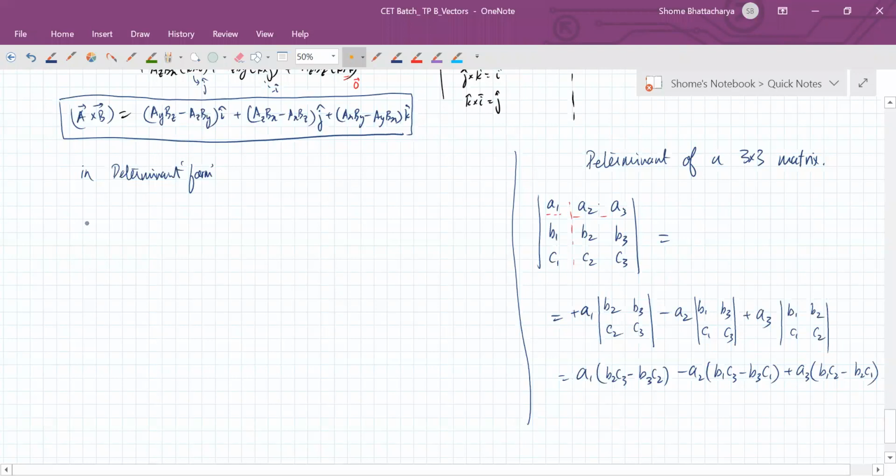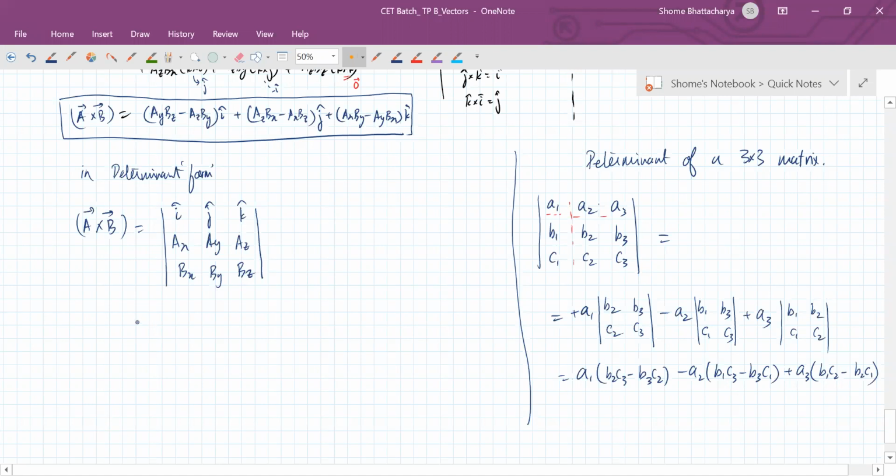So here we can see A cross B can be expressed very simply as: first draw a 3 by 3 matrix. Now the first row, write it as the unit vectors i, j, k. The second row, write it as the components of A, so Ax, Ay, and Az. And the third row, write it as the components of B.